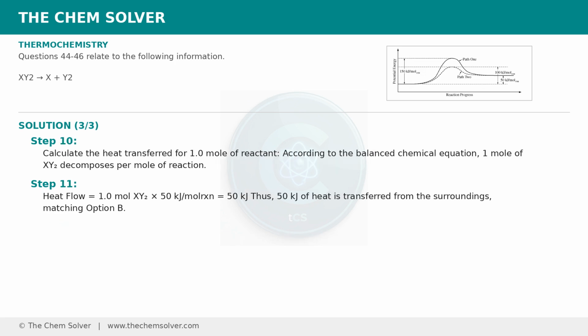Calculate the heat transferred for 1.0 mole of reactant. According to the balanced chemical equation, 1 mole of XY2 decomposes per mole of reaction. Heat flow equals 1.0 moles XY2 times 50 kilojoules per mole of reaction, equals 50 kilojoules. Thus, 50 kilojoules of heat is transferred from the surroundings, matching option B.